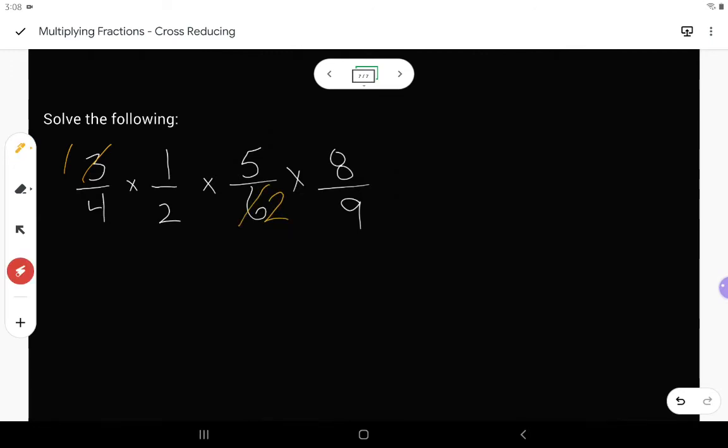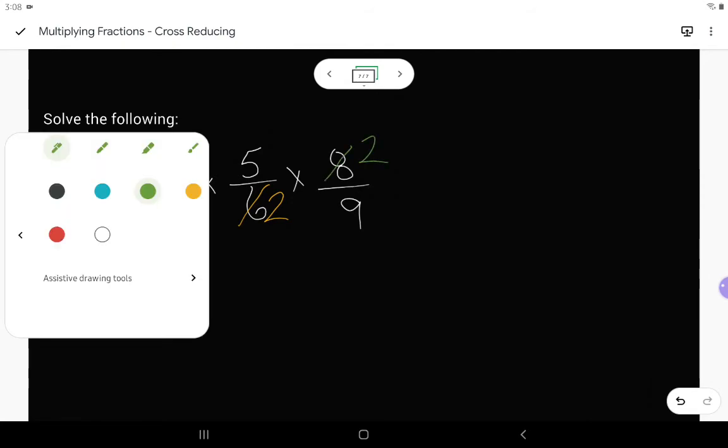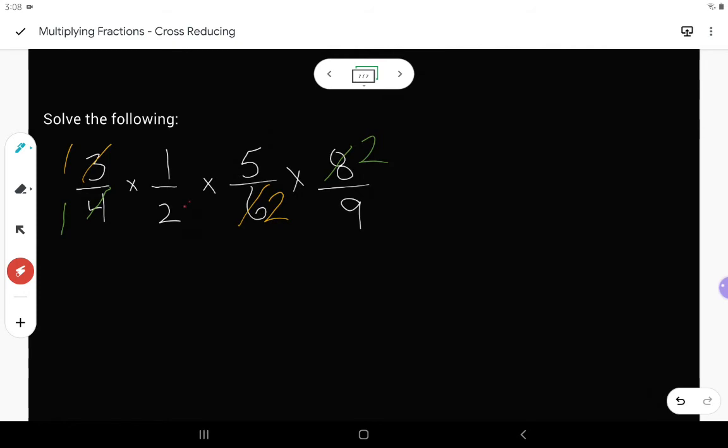I have another common factor. Look at this, 4 in the denominator, 8 in the numerator. Those guys have a common factor of 4. 4 divided by 4 is 1. 8 divided by 4 is 2. And would you look at that, I have another common factor. I have a 2 in the denominator and a 2 in the numerator. Those guys can also cross reduce. 2 divided by 2 is 1, and 2 divided by 2 is 1.